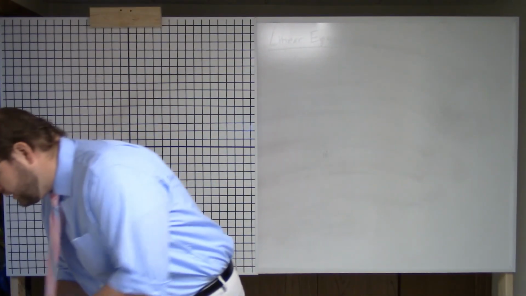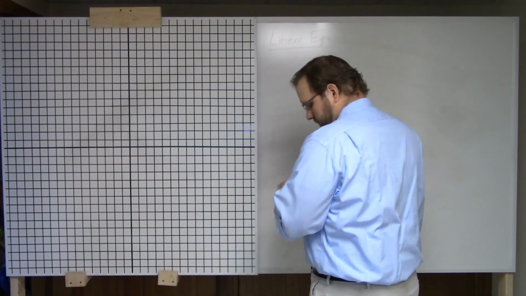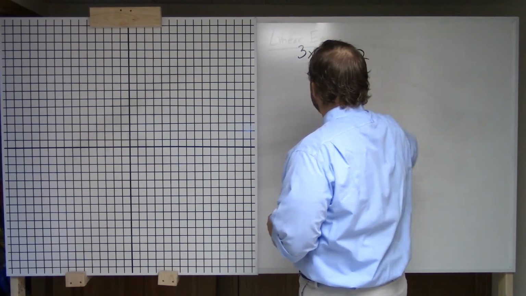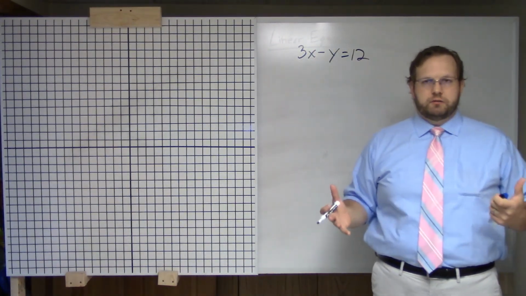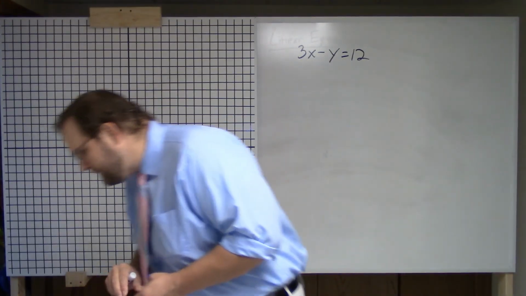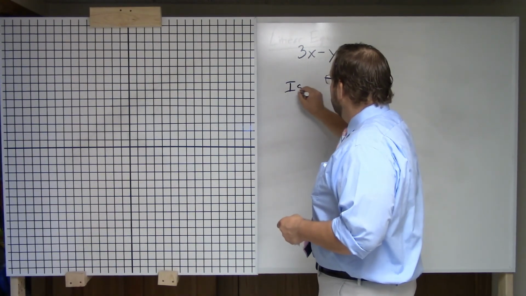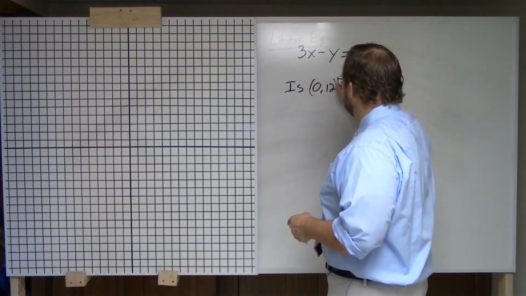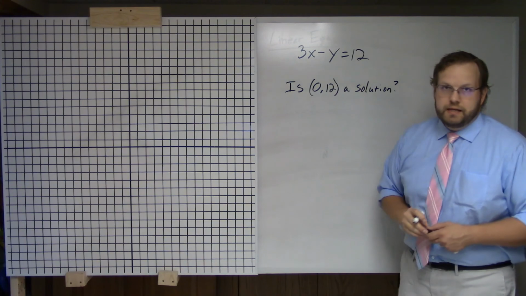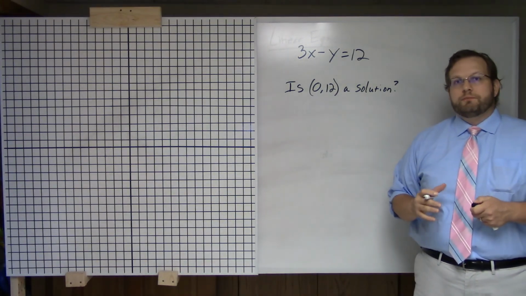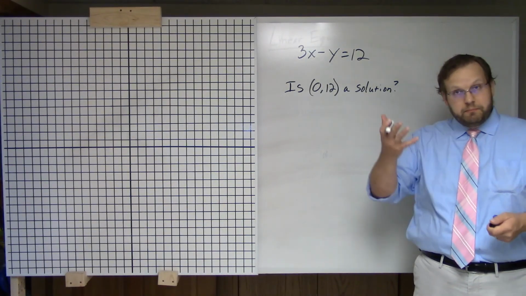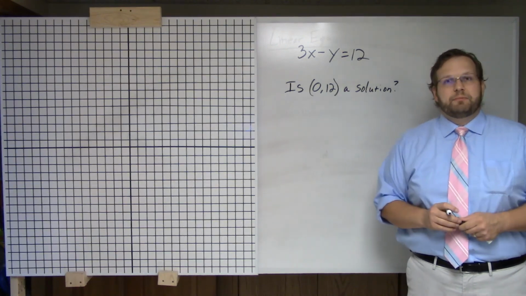So let me give you a linear equation. Let's say we have 3x minus y equals 12. That's just a regular linear equation. Notice we have the x and the y in there. Now, the question they're going to ask you is: is (0, 12) a solution to that equation? Whenever we were checking answers to equations in the past, what did we do? We simply plugged it in and made sure that that equation balanced out. The exact same thing is going to happen here.